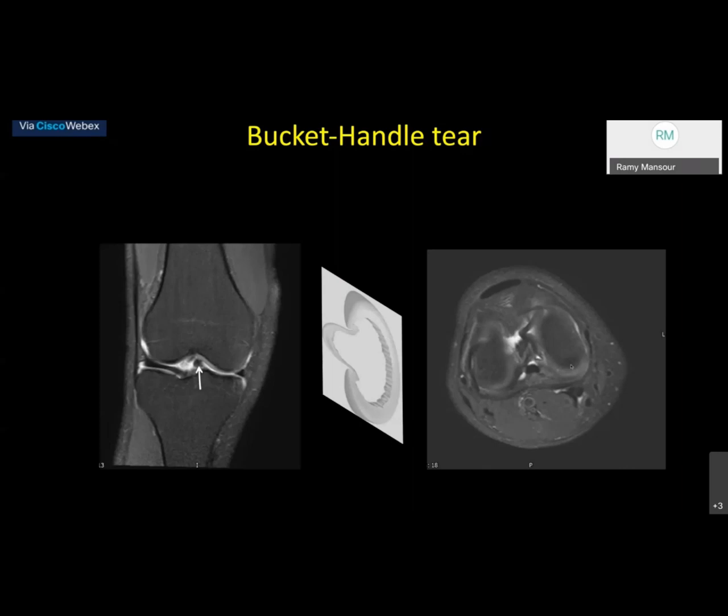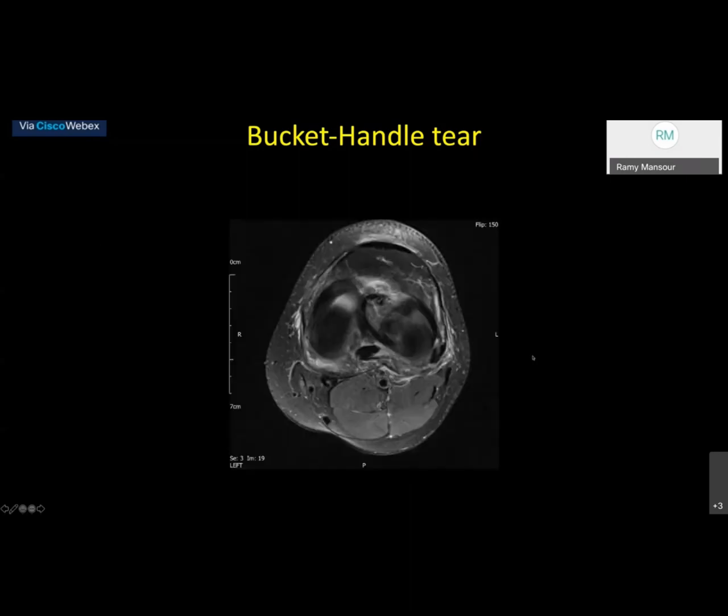This is another example of bucket handle tear. You can see attenuation of the medial meniscus, and you can see the displaced fragment in the intercondylar notch. On the axial plane, you can see that the meniscal fragment has been displaced and looks like the bucket handle. Another example: you can see in this instance that the whole posterior horn has been displaced into the intercondylar notch and caused a locked knee. This patient presented with a locked knee.